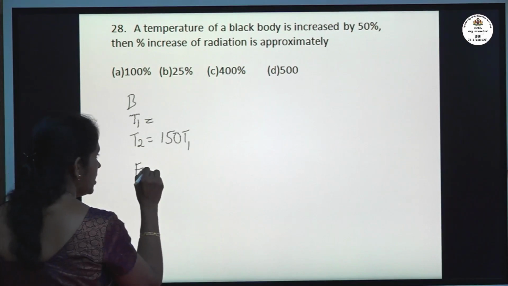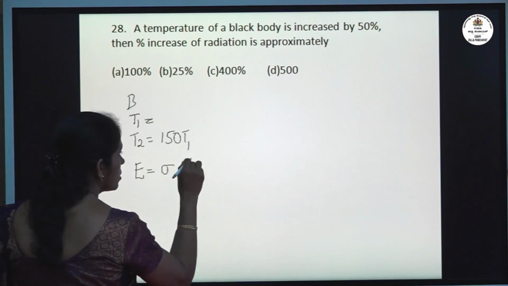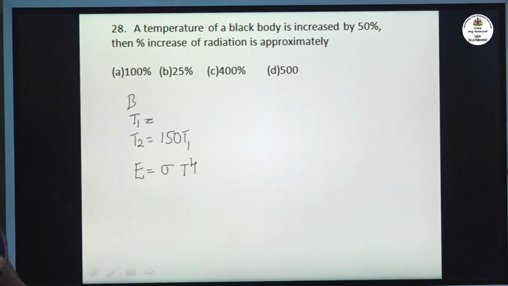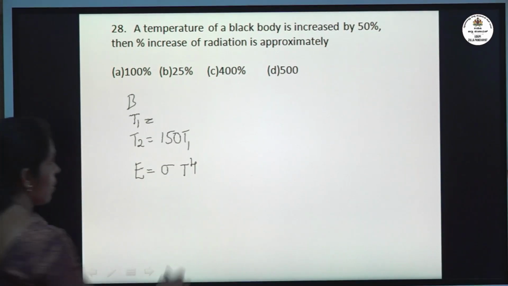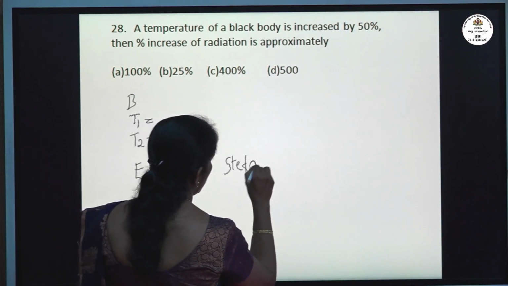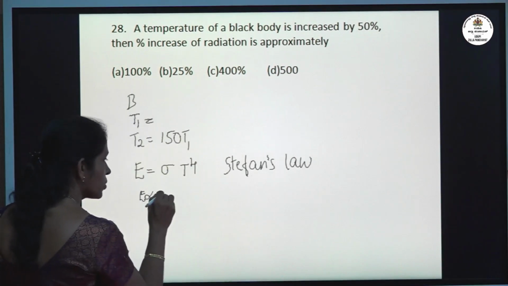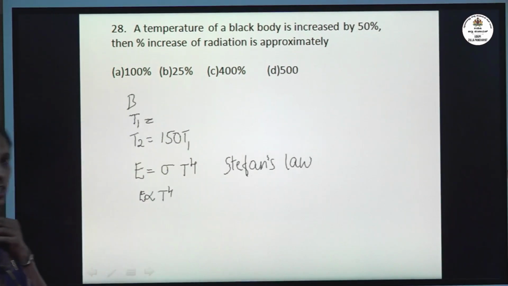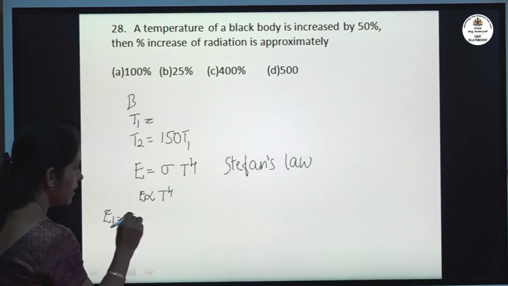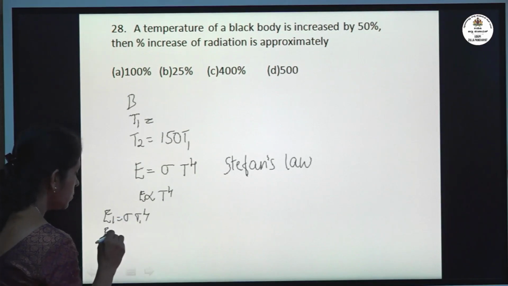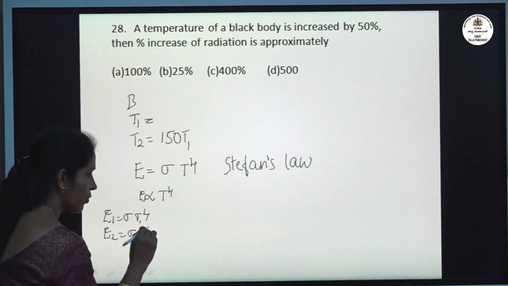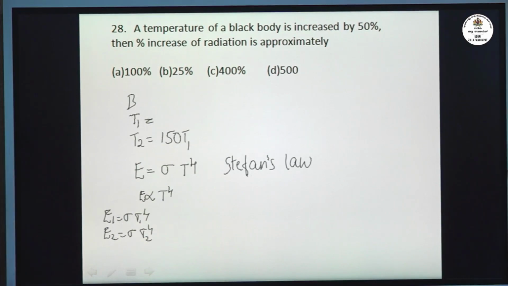Energy of emitted radiation is given by fourth power of temperature. This equation is called Stefan's law. According to Stefan's law, energy of emitted radiation is directly proportional to fourth power of temperature. E is proportional to T to the power 4, or E is equal to sigma T to the power 4. E1 is equal to sigma T1 to the power 4 and E2 is equal to sigma T2 to the power 4, where sigma is called Stefan's constant.